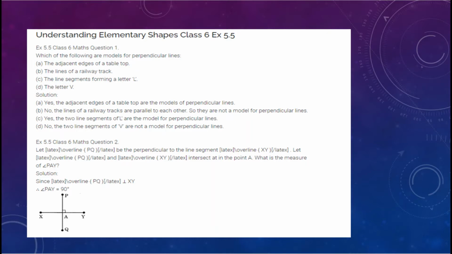Moving to the next question, we have to draw a line segment which is perpendicular to another. What angle will be formed? That angle will be 90 degrees.